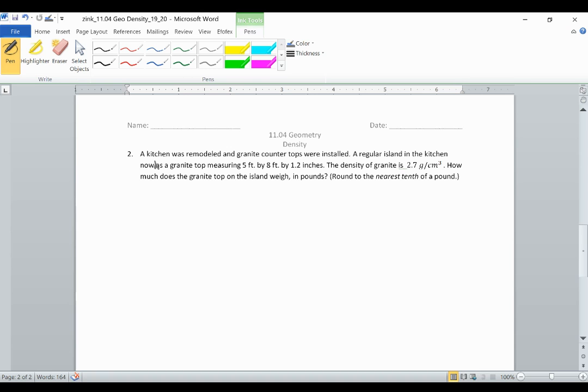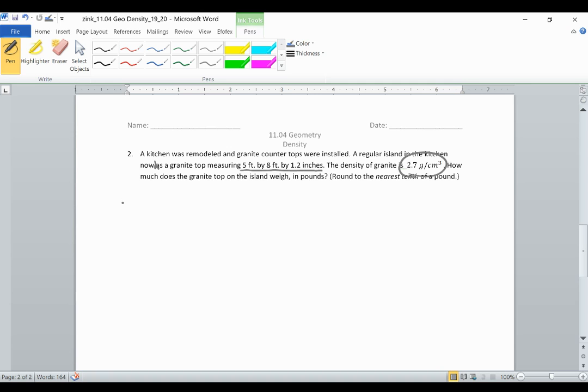So we've got a lot of different units going on. I see feet, inches, grams, centimeters, and I want it in pounds. So we need to really get everything into the same unit here. So first, let's focus on getting all of this into centimeters because we're going to use the density to figure out how much it weighs. So if we can figure out the volume of this island, then we can use the density to find how many grams the island is. And then we can convert the grams into pounds.